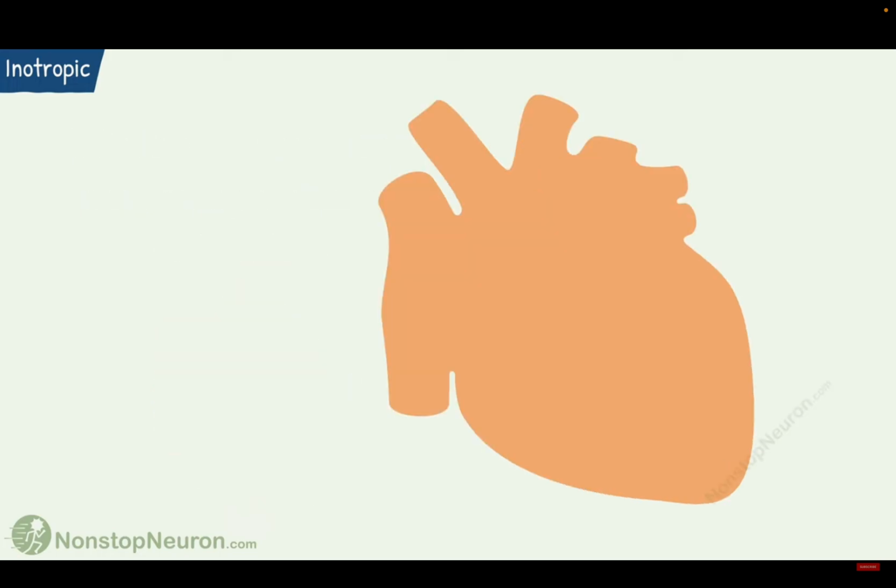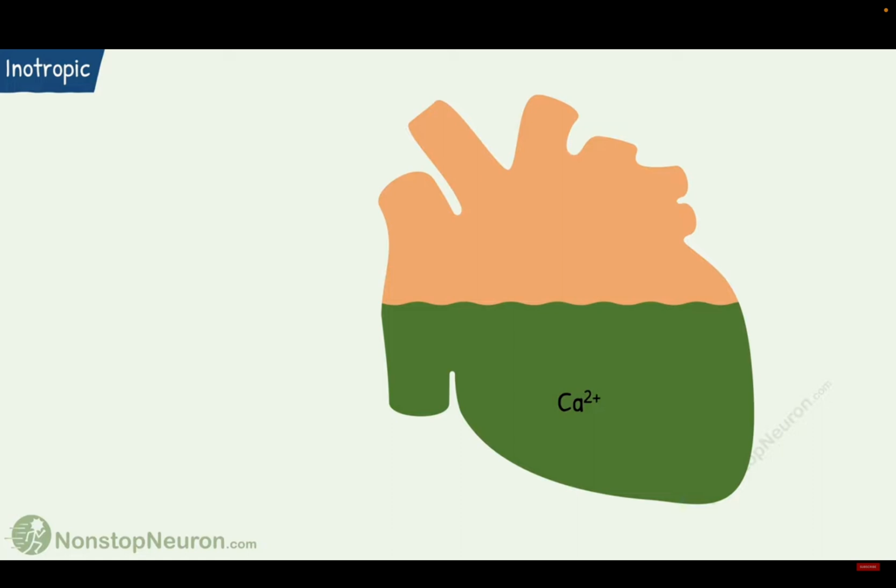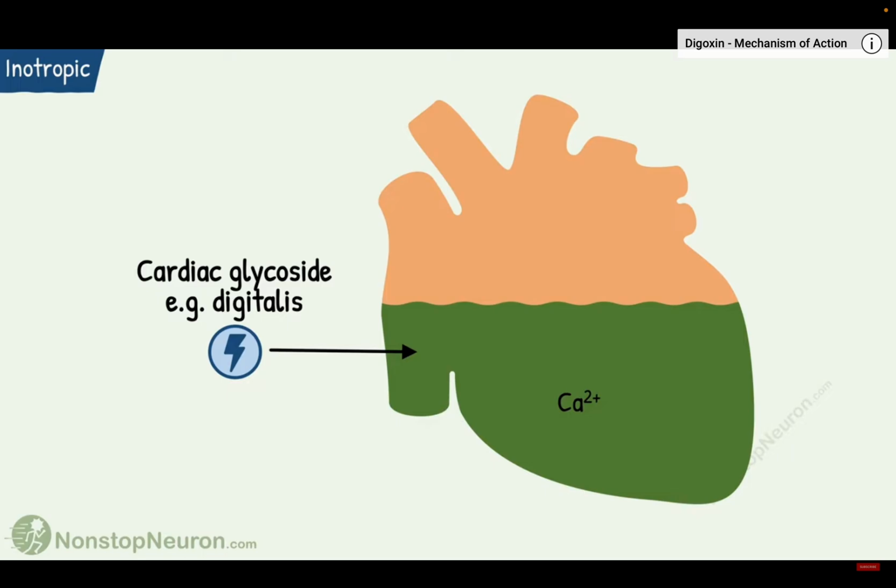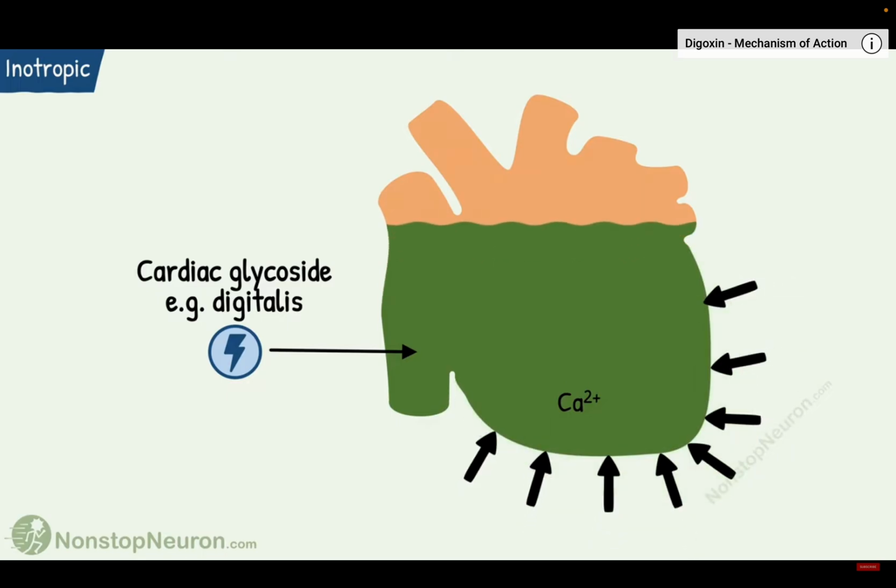Now, the main factor determining the contractility is calcium concentration in cardiac muscle. So the factors affecting contractility act by changing calcium levels in the cardiac muscles. For example, cardiac glycosides like digitalis cause calcium loading in heart muscles. This increases force of contraction, also called positive inotropic action.